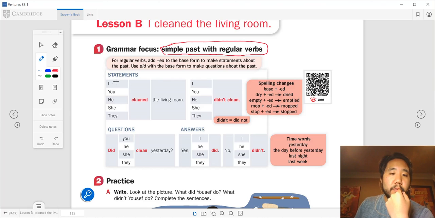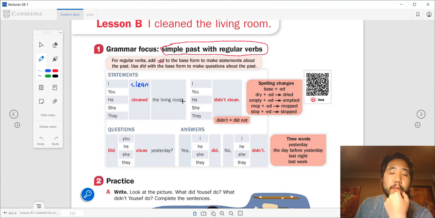We have various subject pronouns. So we have I, you, he, she, they. So let me read it with I. I cleaned the living room. So the clean here is the verb, and the rule is that we have to add ed to the base form. So what is the base form of cleaned? The base form is clean, C-L-E-A-N. So I cleaned the living room.